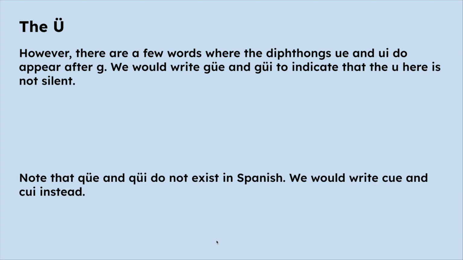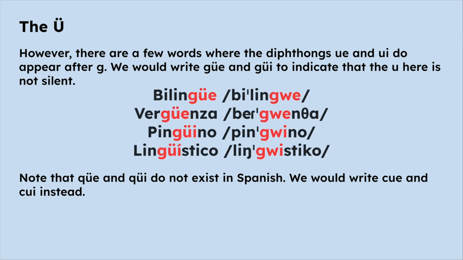But there are a few words where the diphthongs UE, we, and UI, wi, do appear after the G. So we'll put the two dots over the U to show that the U here is not silent. Bilingüe, vergüenza, pingüino, lingüístico. Also notice that the I in lingüístico has an accent because it ends with a vowel, but the stress doesn't fall on the second to last syllable. It falls on the güís, so we need the accent on the I. But yes, you will put the two dots over the U here to show that the U isn't silent. It's not bilingue or pinguino, it's bilingüe and pingüino.